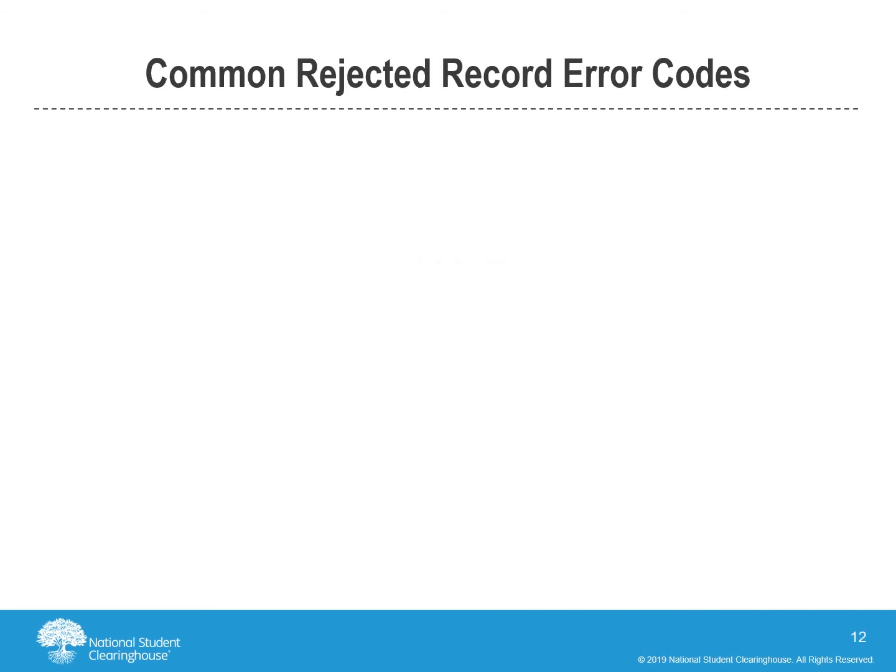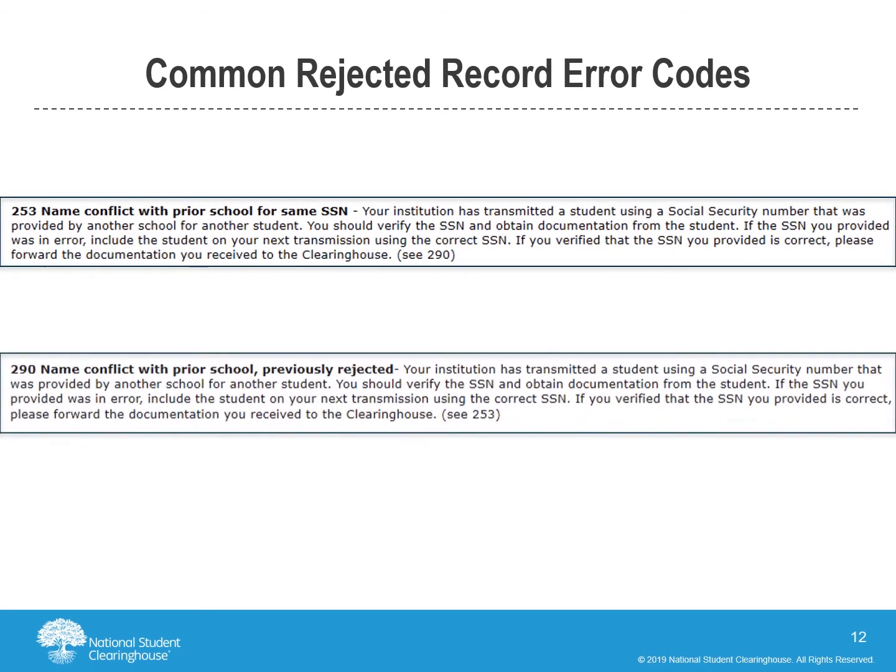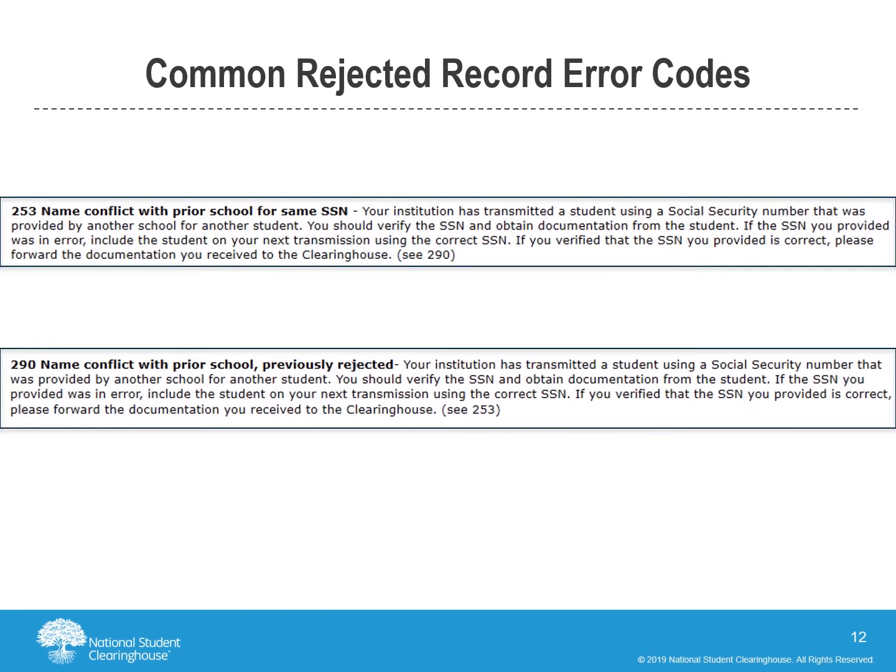Two of the most common errors on the Reject Detail report are errors 253 and 290. These errors occur as a result of the name and Social Security number conflict from the data present on the file versus information we already have loaded in our database. A 253 occurs the first time a student is rejected as a result of this conflict, and a 290 is when they have been rejected 2 or more times.